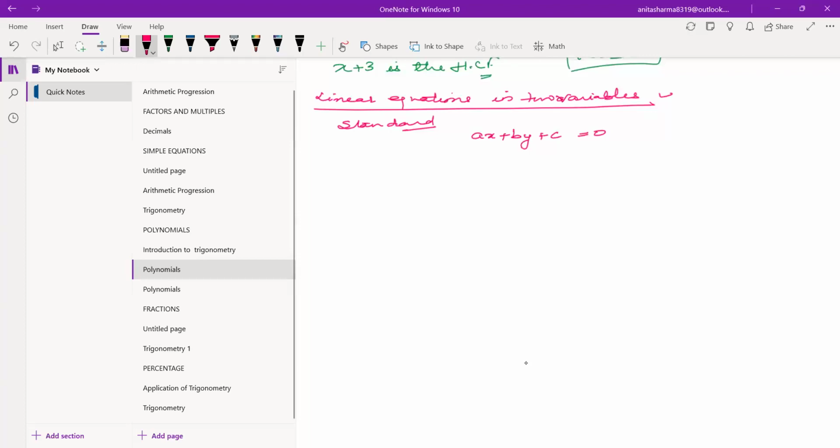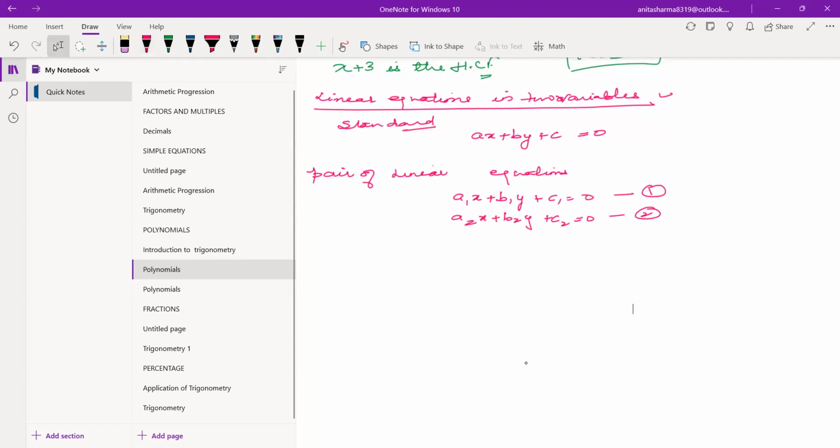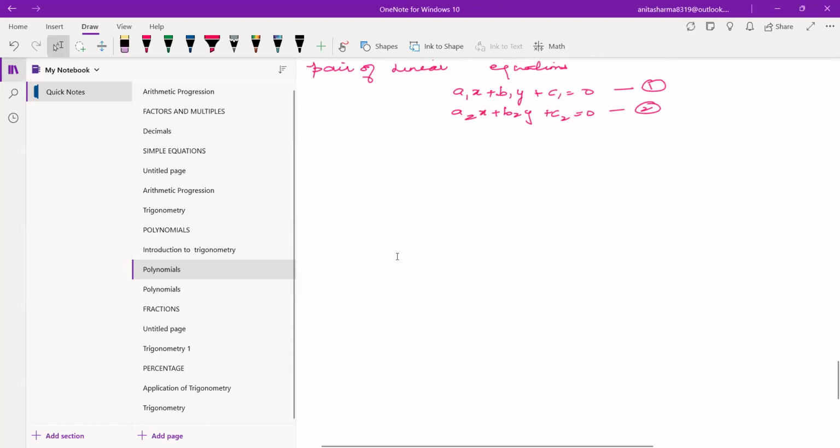Yes. Now in grade 10, you will see a pair of linear equations. So you will get a1x plus b1y plus c1 is equal to 0, and a2x plus b2y plus c2 is equal to 0. So this is your equation 1 and this is your equation 2. So in linear equations in two variables, we will learn how we can identify whether the given pair of linear equations are parallel lines, or whether they are intersecting or they are coincident. Okay.